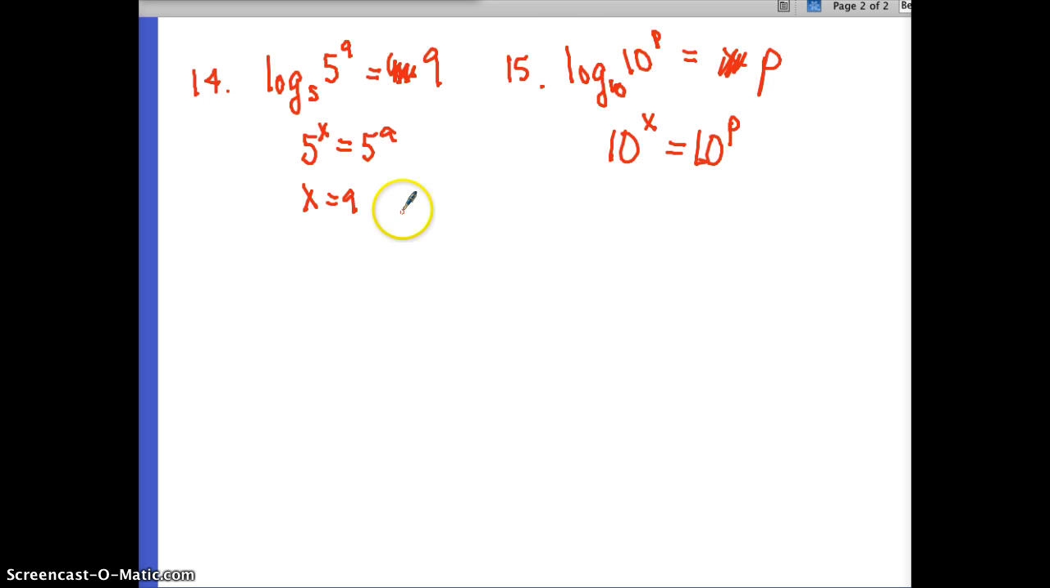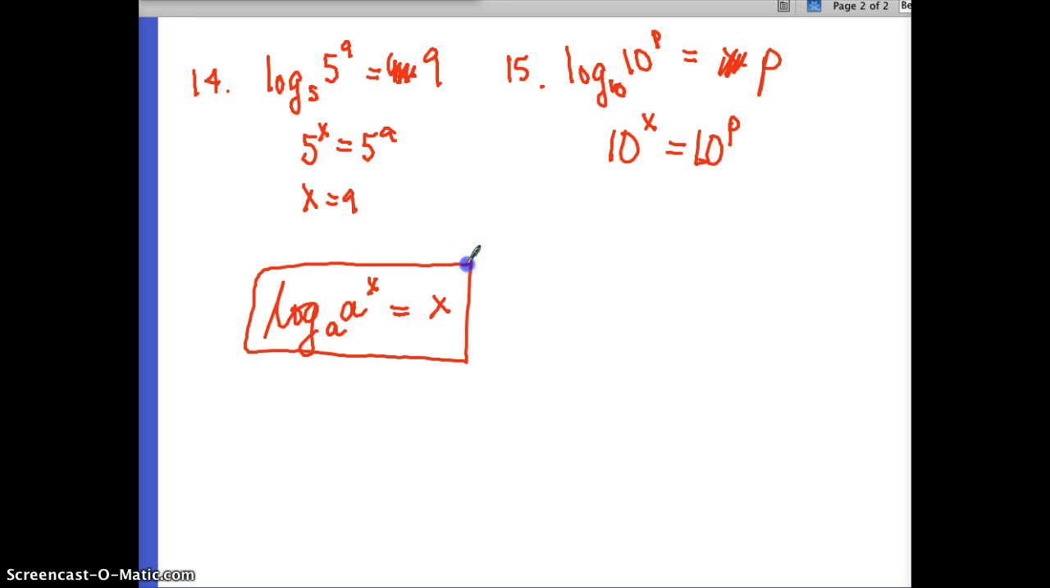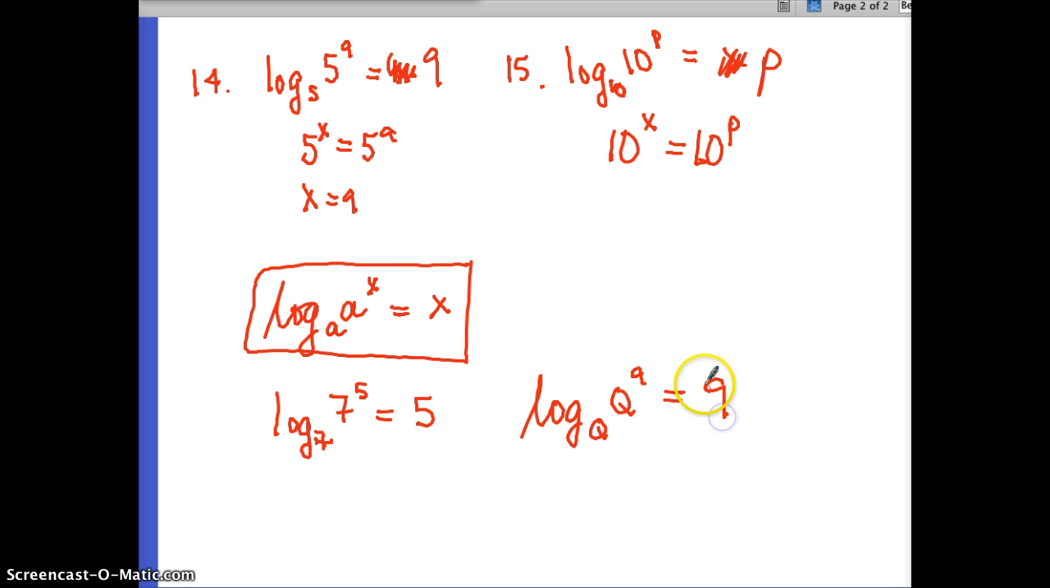Well, I'm beginning to think that this might be a property of logarithms, and I'm going to say it like this. If you have log in base a of a raised to the x power, that's always going to be equal to x. A little shortcut: if I asked you for log in base 7 of 7 to the 5th, I know that's going to be 5. If I asked you for log in base q of q to the 9th, that has to be 9.